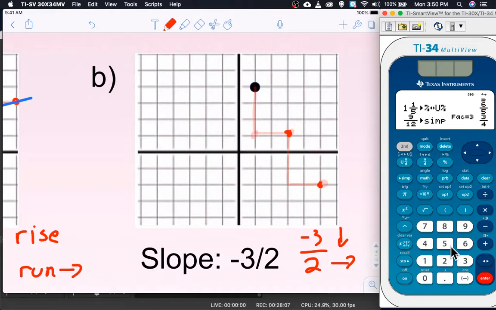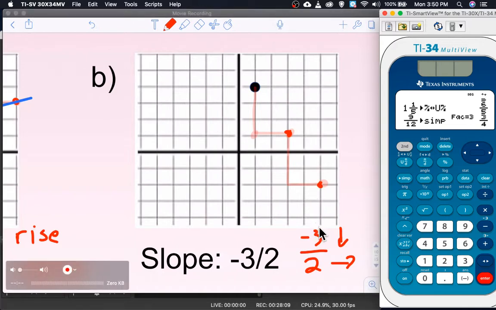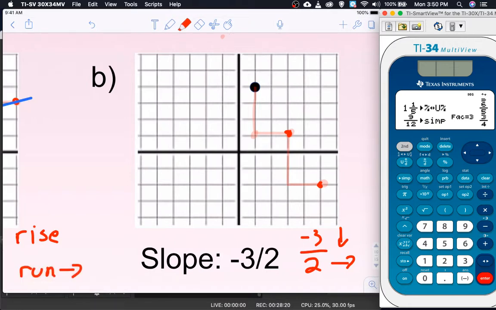And I don't think I can get any more dots on here. I can't go down 3 anymore or over 2. And even in reverse, up 1, 2, 3. I mean, I can have a ghost dot out here. It would be estimated here. There we go.